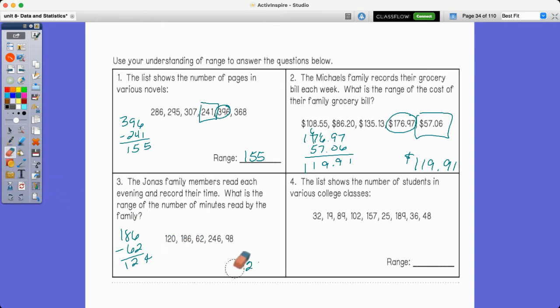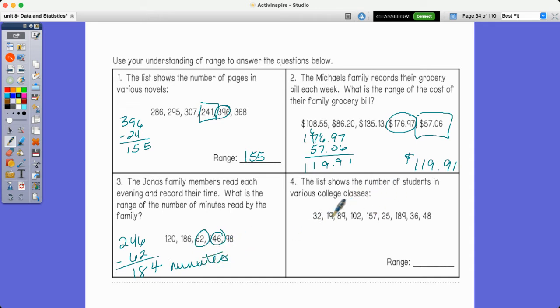See, I made that mistake. What did I not do? Did I pick the biggest number? No, because I was rushing. How about this one? 246 minus 62. Try it again. That's 4, 24 minus 6, 18. 184 minutes.